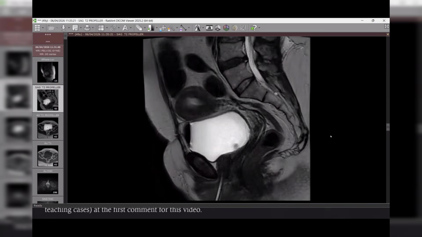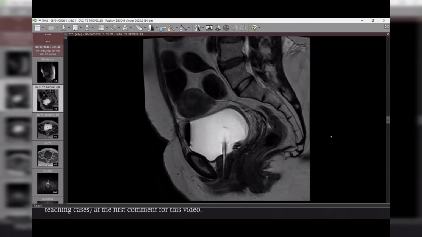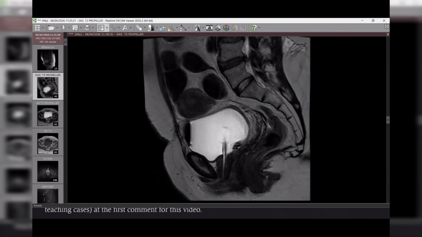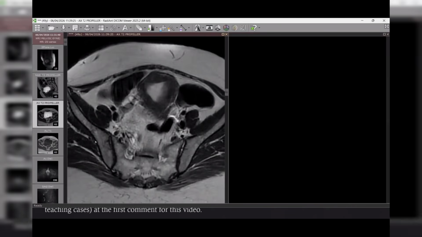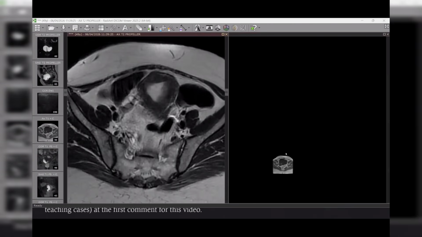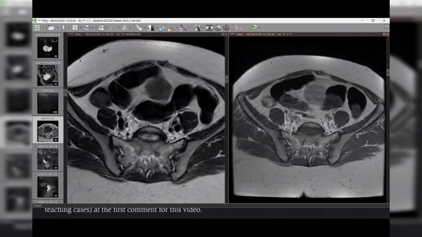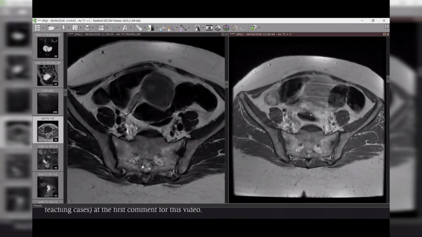Can I have a look at the post contrast T1 images of the patient? Okay. Just a minute. Here is axial T2. Okay, and this is the post contrast. Okay. You can scroll and show me.